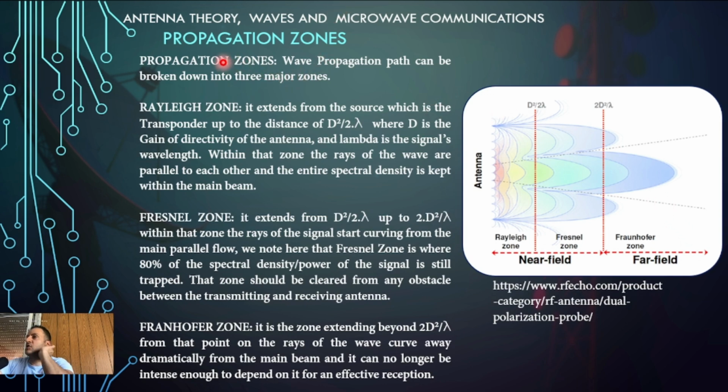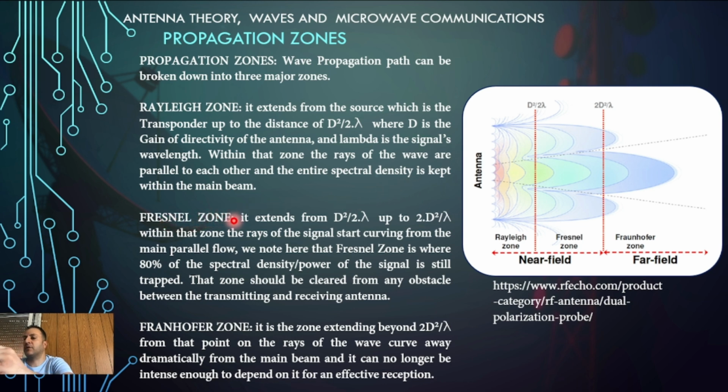Propagation zones. Let's start with the first zone, because a wave propagation path can be broken down into three major zones. Let's talk about them. At first, the Rayleigh zone extends from the antenna, the transmitter, all the way to a distance of d squared divided by 2 lambda, d being the gain of directivity in the antenna, and lambda the wavelength. Within that area, all the rays of a beam, all the vectors, are parallel to each other. There's no serious deflection from these waves. You have a perfect parallel beam up to d squared divided by 2 lambda, and the main spectral density is kept within that tubular beam.